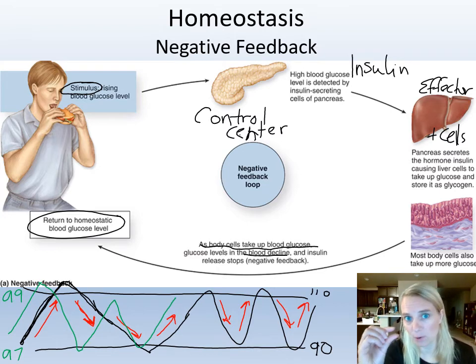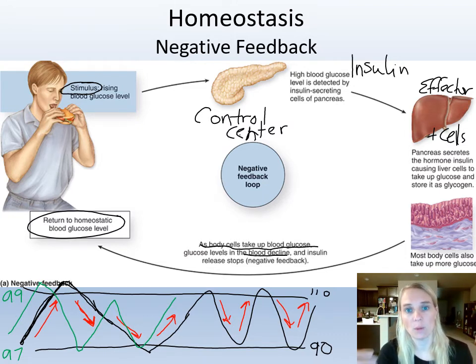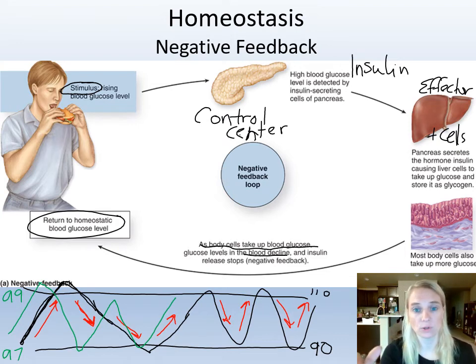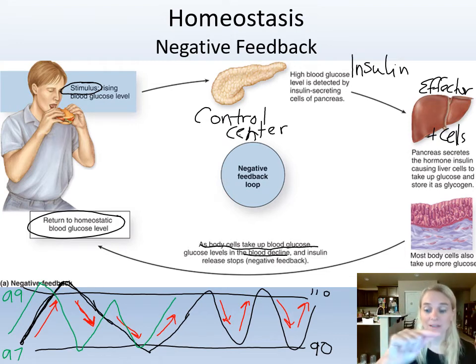This one's a really narrow range, so our body is very tightly controlling our body temperature, but it's the same pattern. We get too high, we cool down, we get too low, we warm up, we get too high, we cool down, and so forth and so on. So all negative feedback mechanisms will have this up and down pattern of maintaining homeostasis. Okay, so that's negative feedback.